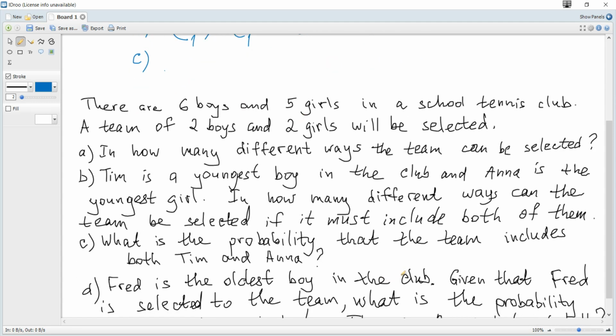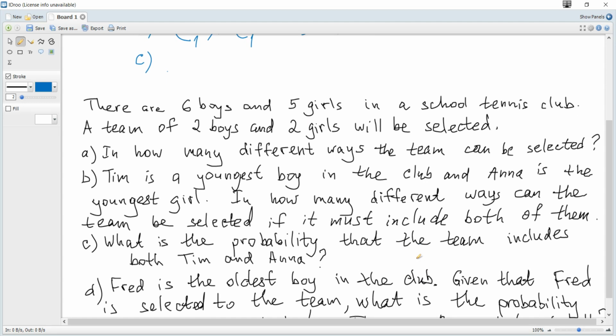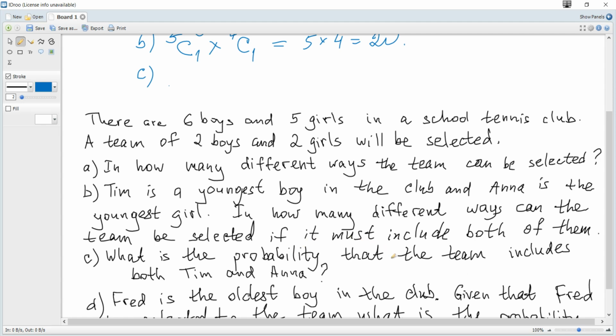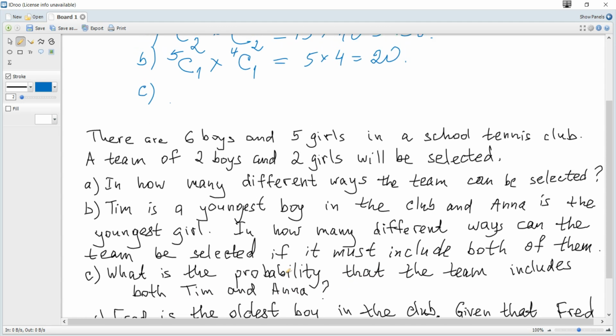C. What is the probability that the team includes both Tim and Anna? In general, we know that the probability is the number of favorable outcomes divided by the total number of outcomes. Here, what is the number of ways for both Tim and Anna to be included? It's actually the answer for B, and the total number of ways is the answer for A. So the required probability becomes 20 over 150, it's 2 over 15.